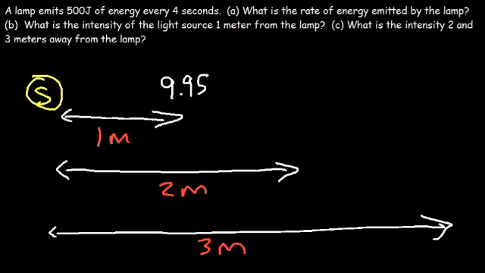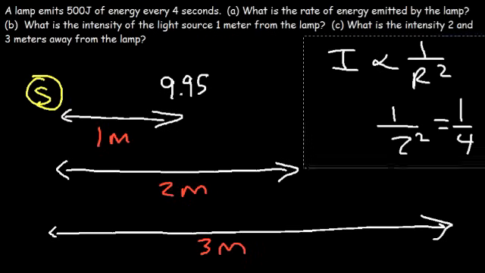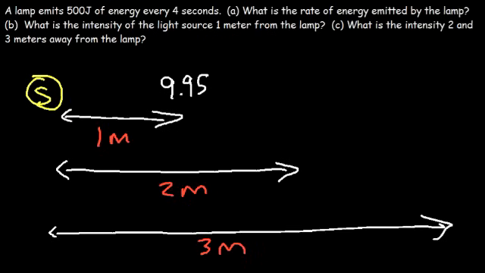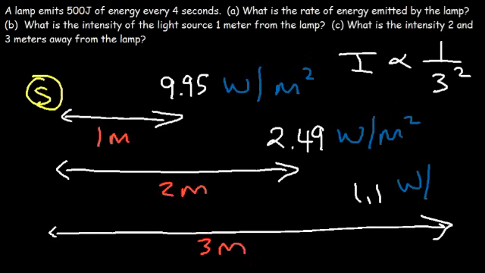Now, according to the inverse square law, if we double the distance, the intensity is going to be 1/4 of its original value. So we can take 9.95 and just divide it by 4. And so you should get an answer of about 2.49. So that's the new intensity at a distance of 2 meters. Now what about at a distance of 3 meters? So it's going to be 1/3 squared, which is 1/9. So it's going to decrease by a factor of 9. So we need to divide 9.95 by 9. And you should get the answer 1.1 watts per square meter.